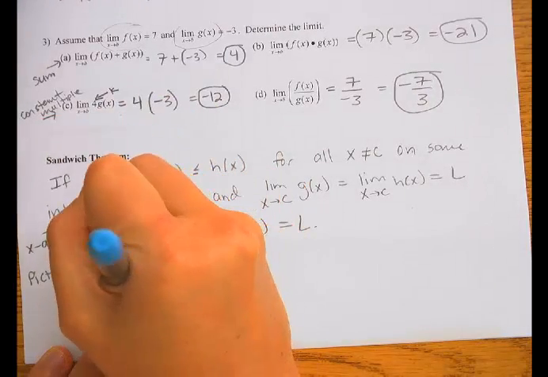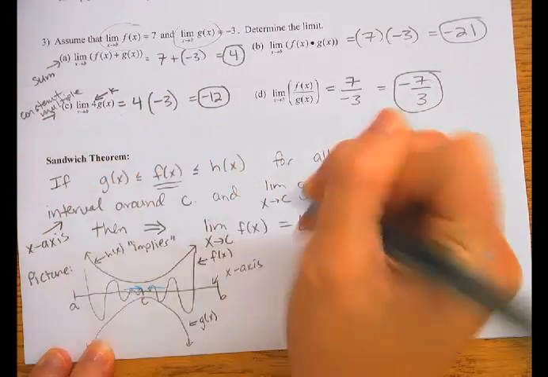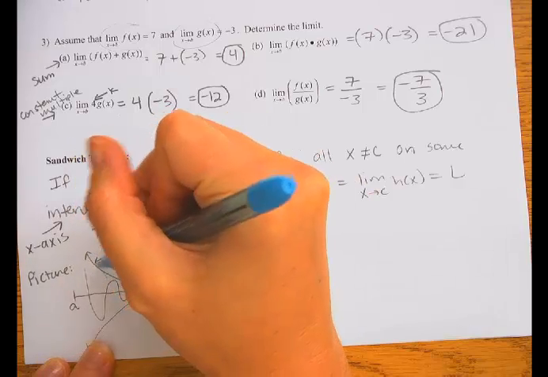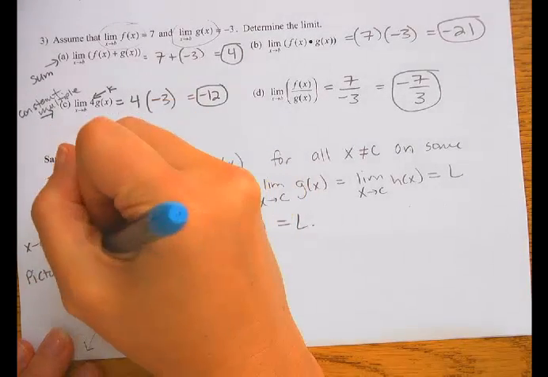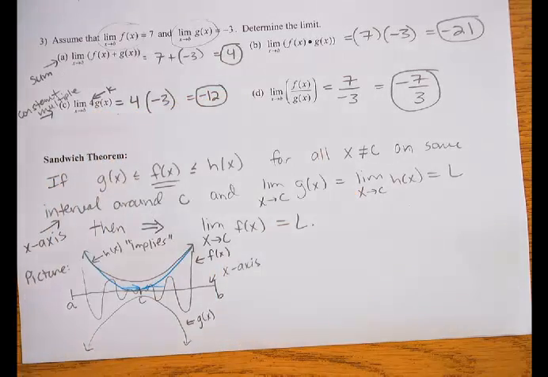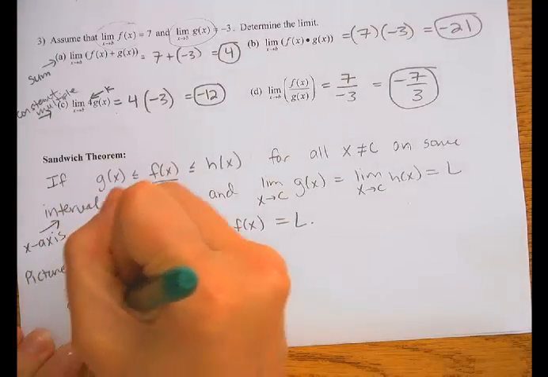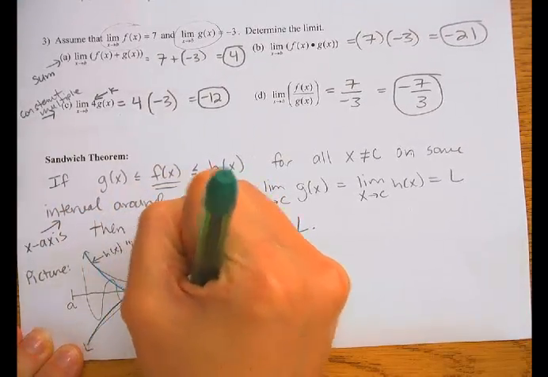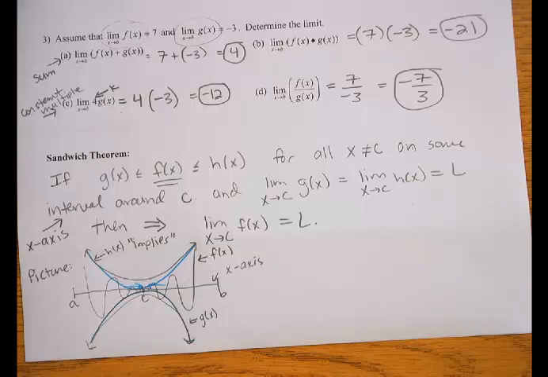And notice that as the x values approach c, the h of x function is coming down this way. In fact, let me make it more exaggerated. Have it touch right there. And then the g of x function is coming up toward the same value that the h of x function was coming towards.